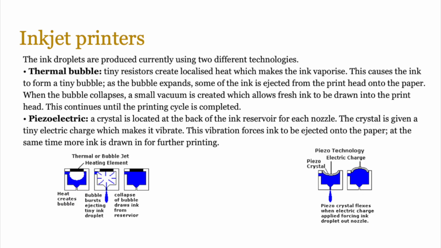Now, the ink droplets that these printers produce can come in the form of two different technologies. First is thermal bubble. Here, tiny resistors create localized heat, which makes the ink vaporize. This causes the ink to form a tiny bubble. As the bubble expands, some of the ink is ejected from the printhead nozzle onto the paper. When the bubble collapses, a small vacuum is created which allows fresh ink to be drawn onto the printhead. This continues until the printing cycle is completed.